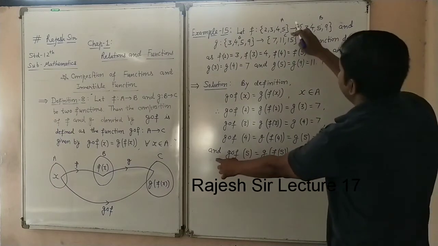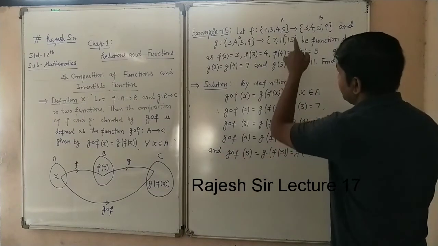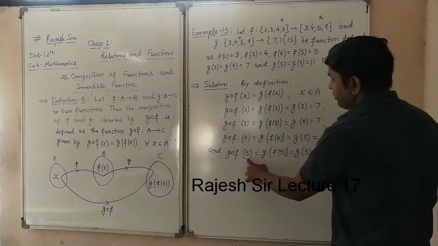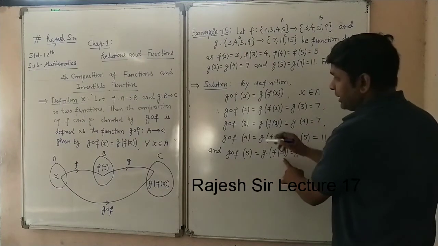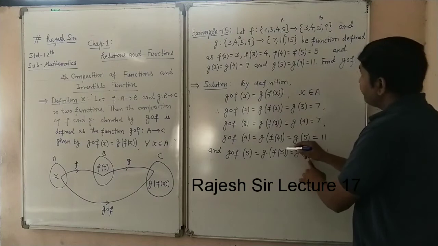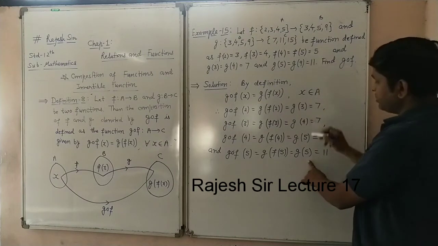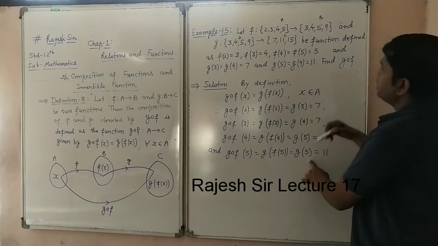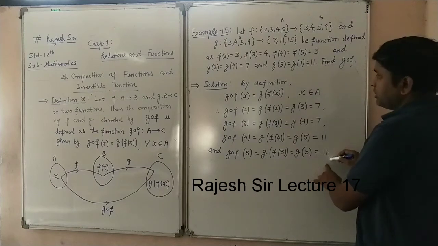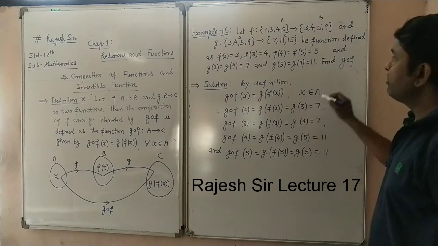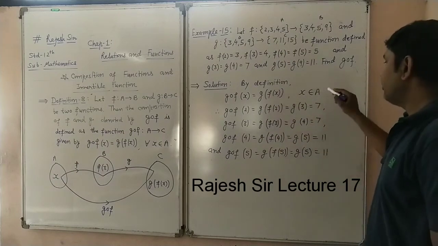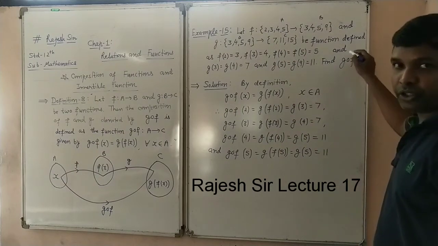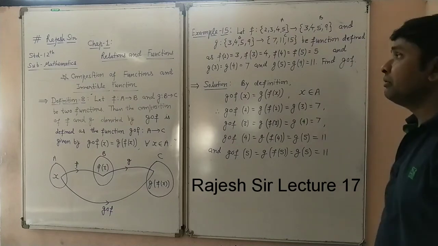And at the end, the fourth and last value of x belonging to A is 5. So gof(5) is equal to g(f(5)) by the definition. And f(5) is in the question, f(5) is 5, so 5. And g(5) in the question is 11 again. So for all the gof values related to x belonging to A, that is 2, 3, 4, 5, we have found the function values of gof. This way we have to find it.